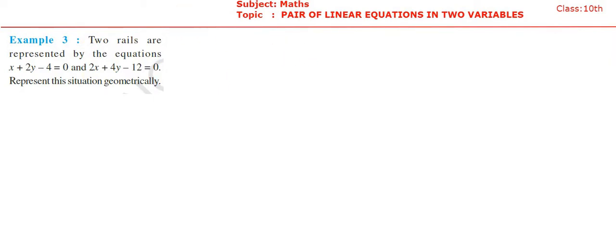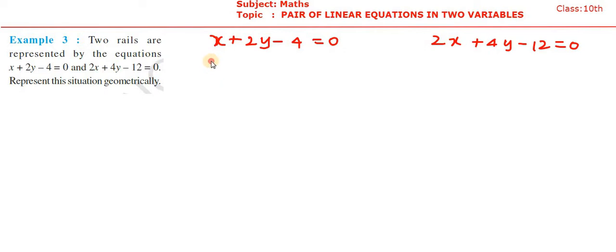So write it. Your x plus 2y minus 4 is equal to 0. Okay, this is one thing. So then next, 2x plus 4y minus 12 is equal to 0. Okay, so now simplify this.